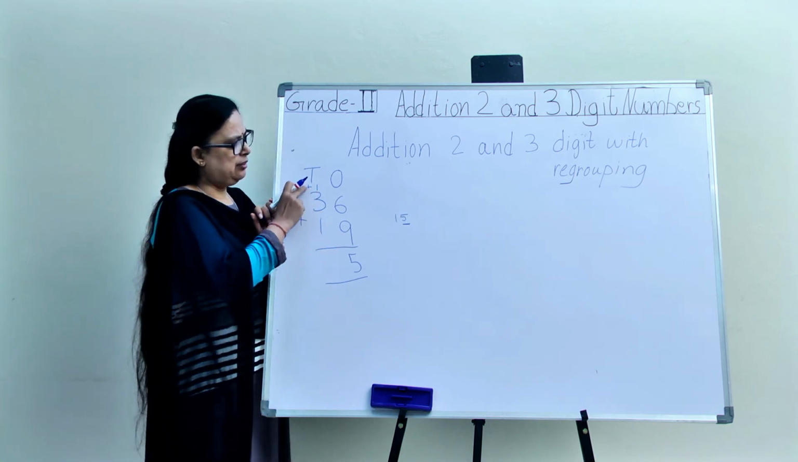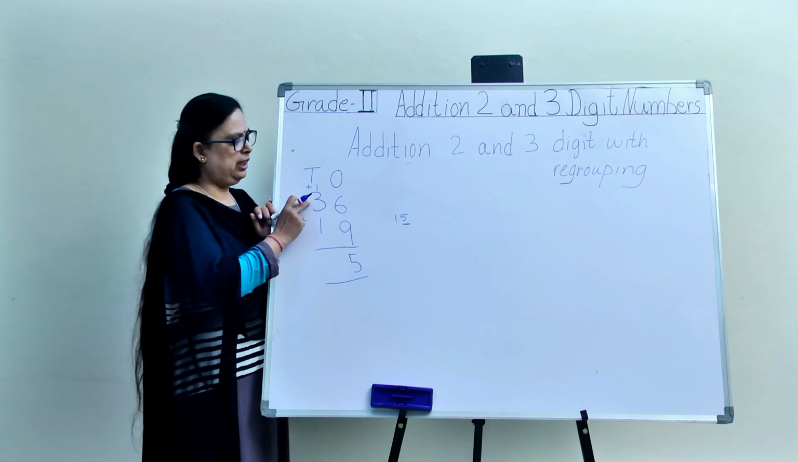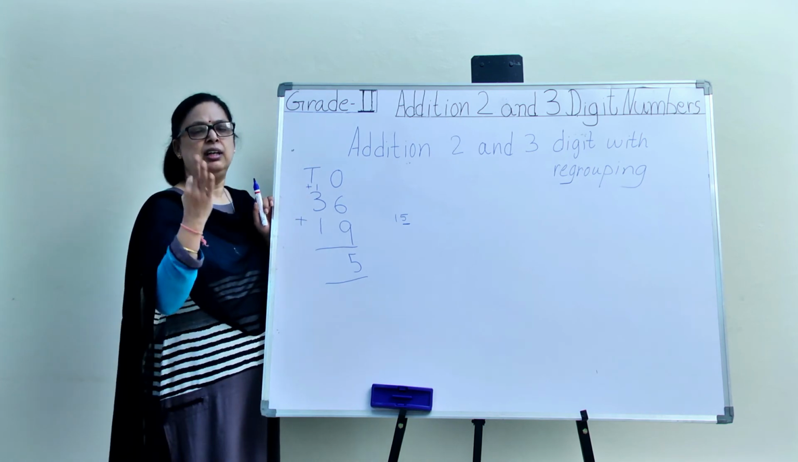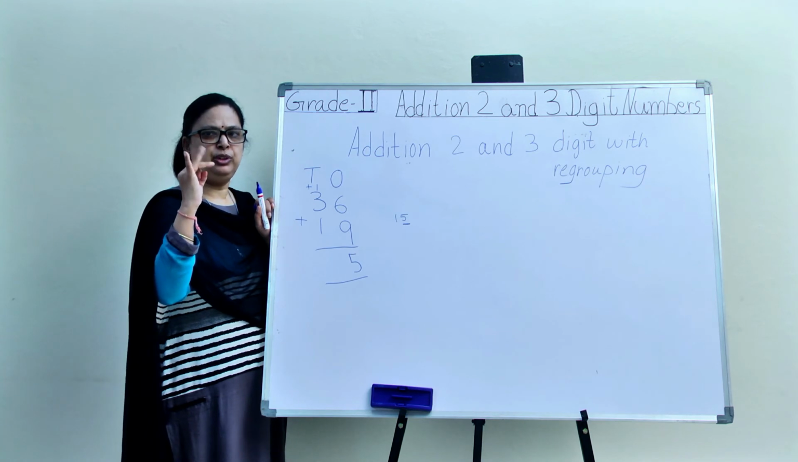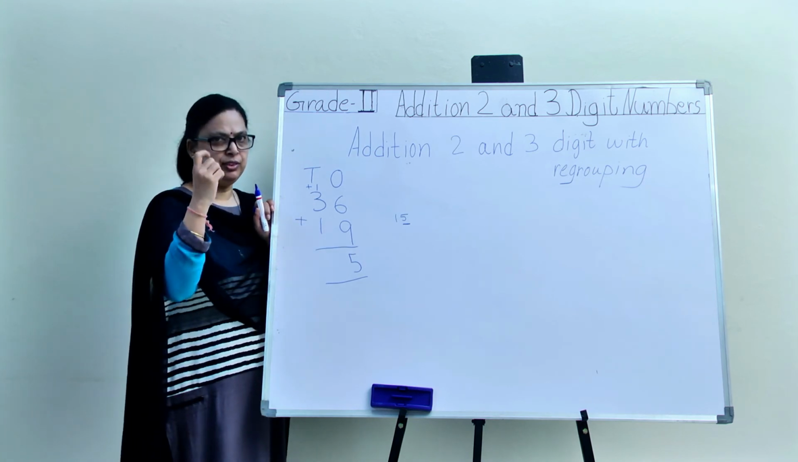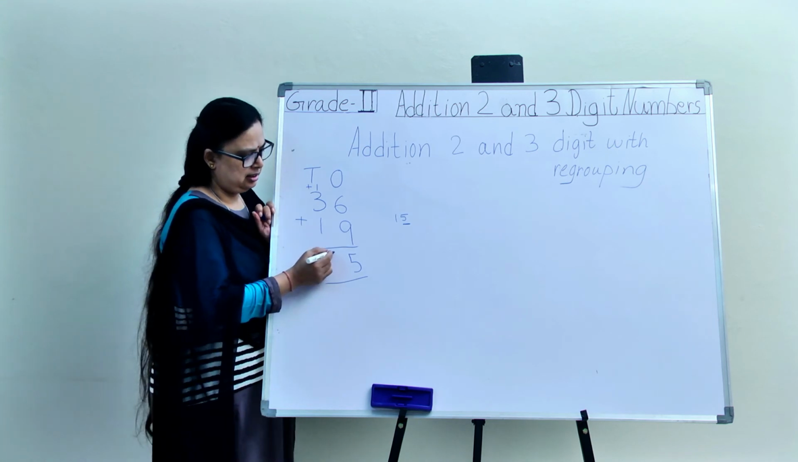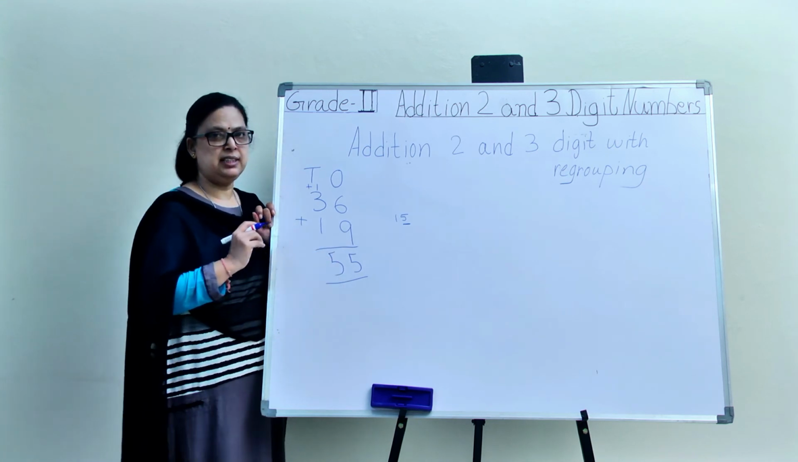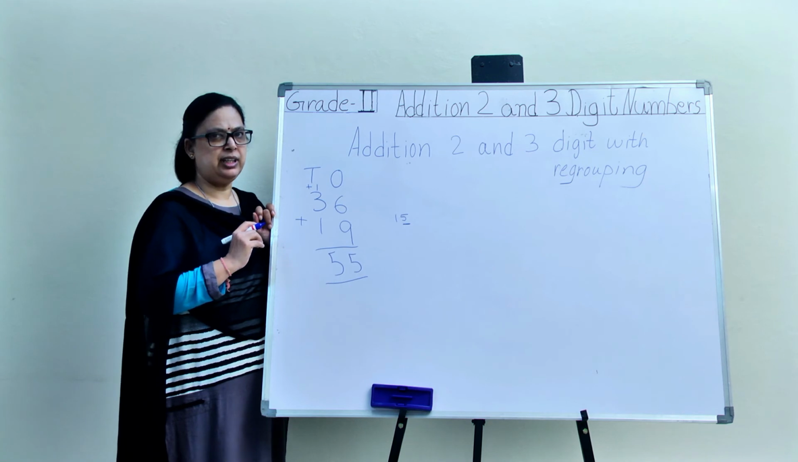So we'll start from here then. 1 in your mind, 3 on your fingers. After 1, 2, 3, 4. 4 in your mind, 1 on your finger. After 4, 5. The answer is 55. Did you understand?